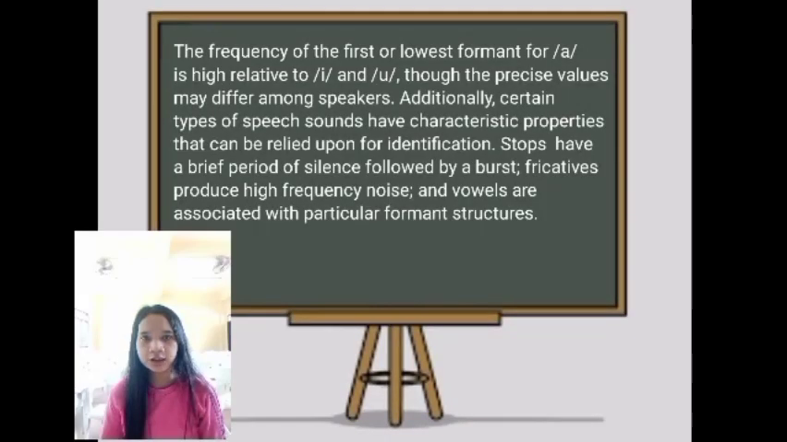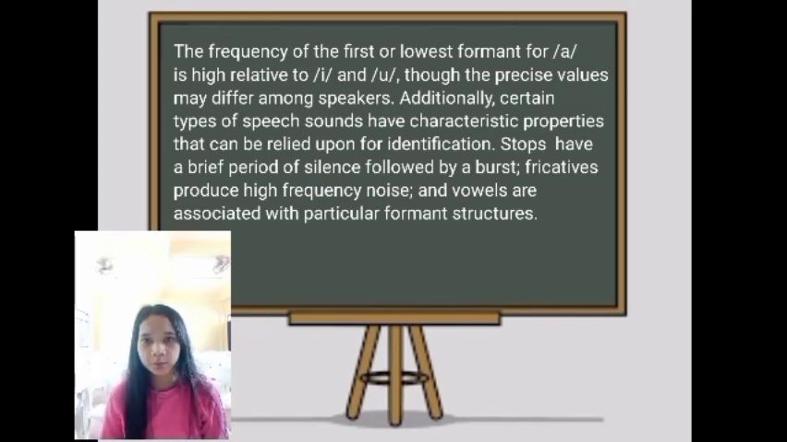Explanation procedures enable the listener to understand a D as a D regardless of speaker or speech rate. Listeners can exploit various acoustic cues in the signal as well as relationships among different acoustic elements to get around the lack of invariance problem. For example, the frequency of the first or lowest formant for A is high relative to E and U, though the precise values may differ among speakers.